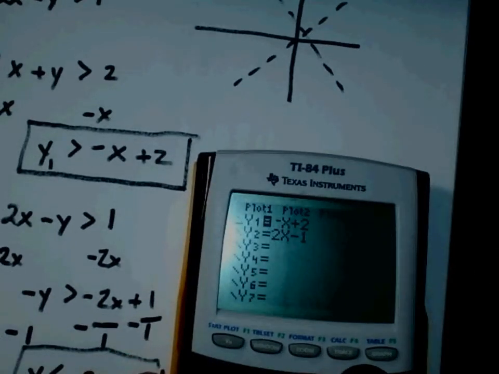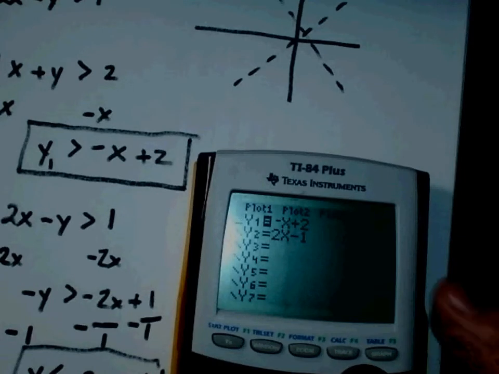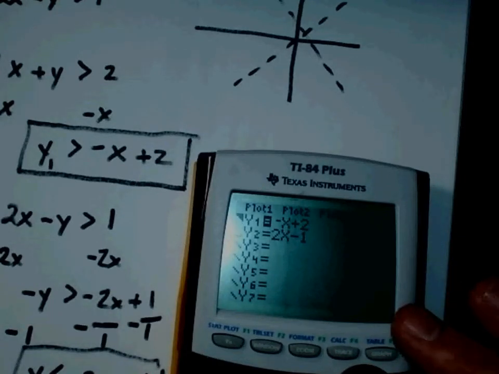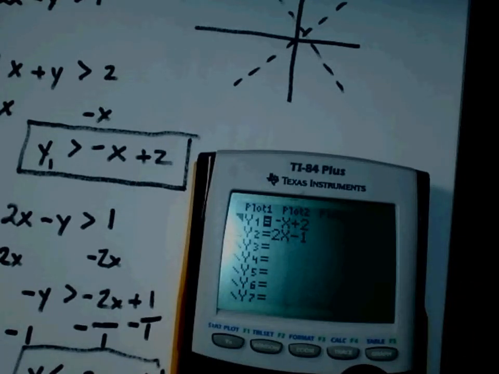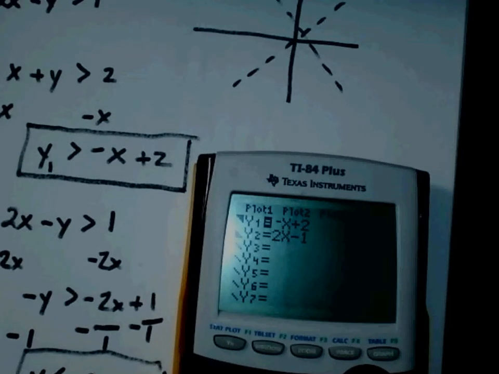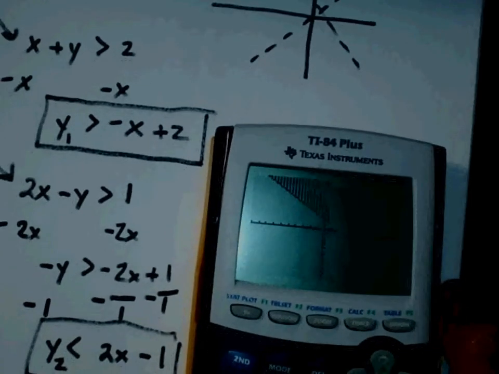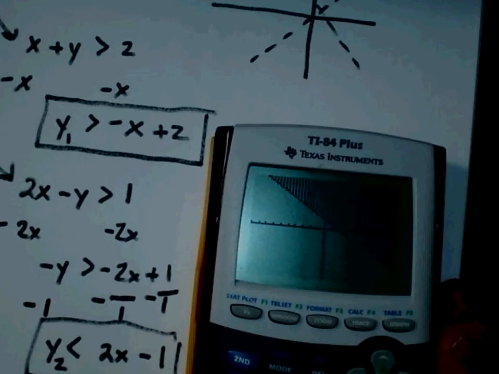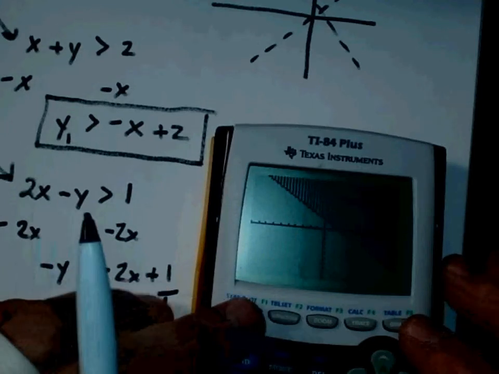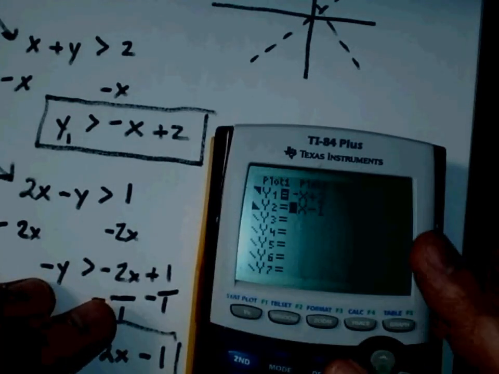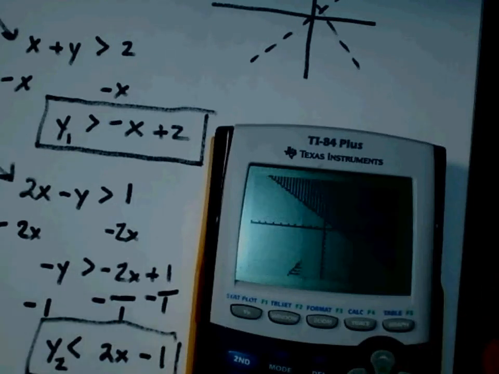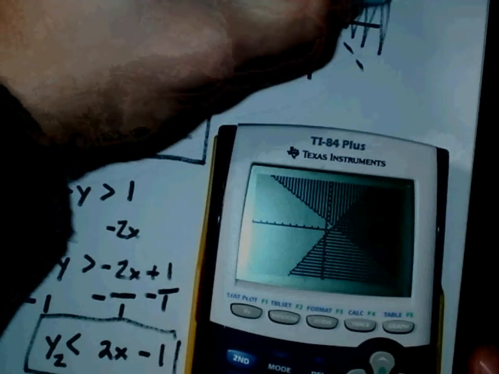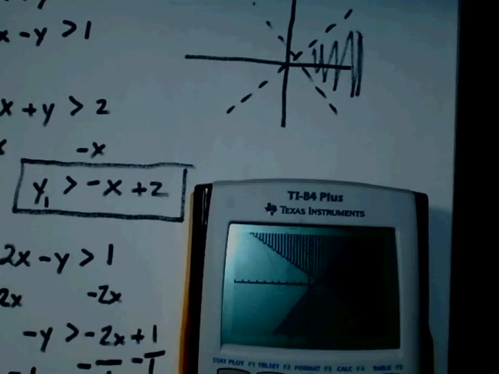So I'm going to go back to it. It's going to be shaded up. So this other one is less than. It's going to be shaded below it. And so I hit graph. There's that one. Oh, I don't have them both turned on. And there's that one. And so my shaded area is that right there.